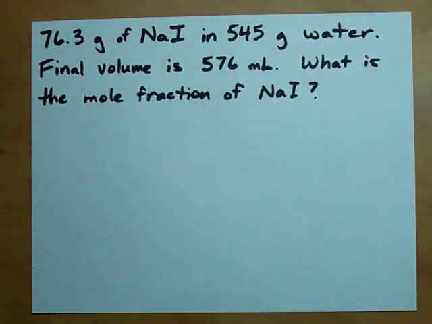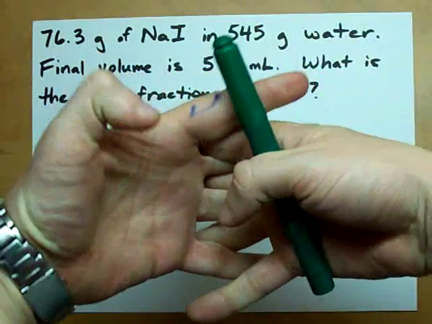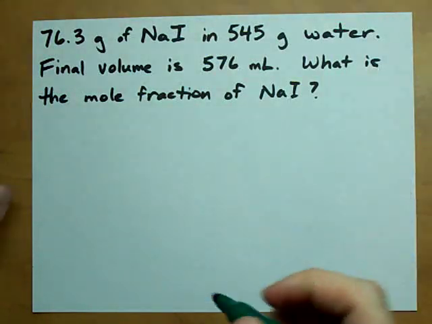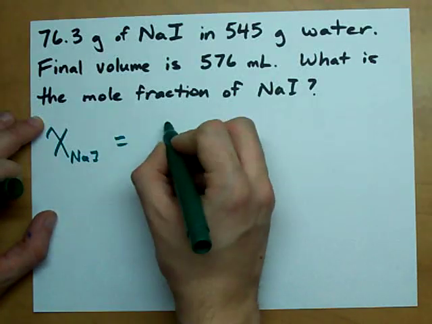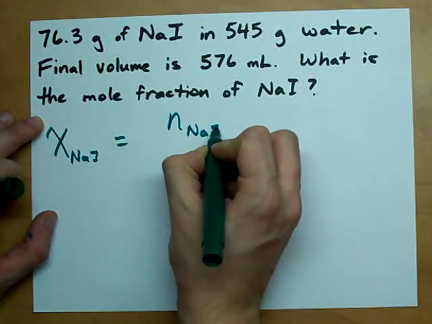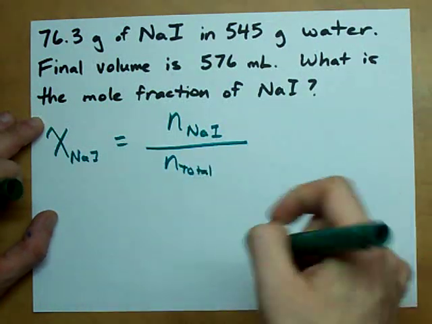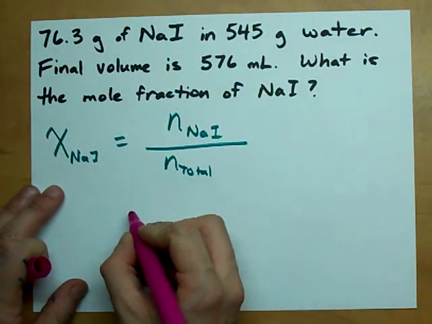76.3 grams of sodium iodide, 545 grams of water, together making 576 milliliters. What's the mole fraction of NaI? Well, the mole fraction of something is how many moles of that something you have divided by the total number of moles in the thing that the thing is in. Does that make sense? How do you find the number of moles?